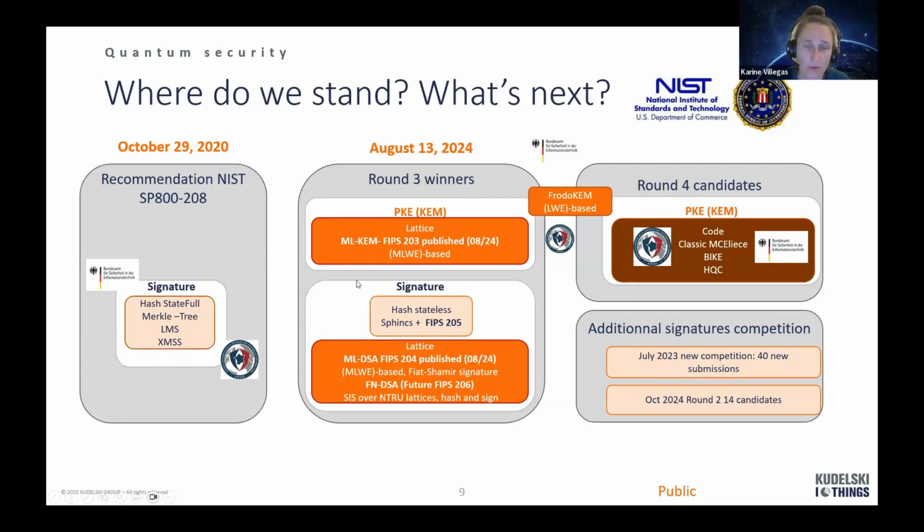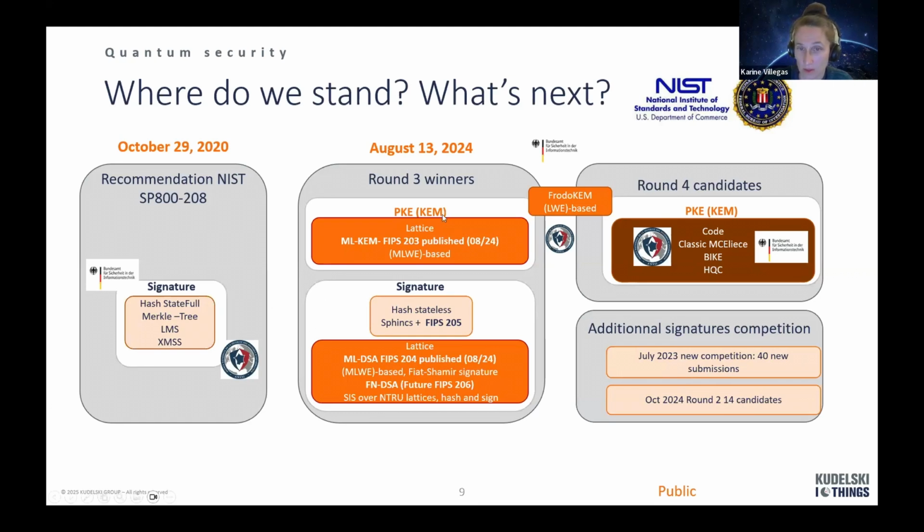Then in the middle, you have the winner of the competition of NIST. And so we have a key encapsulation mechanism to replace RSA or key agreement based on the discrete logarithms that were used to exchange symmetric keys. And now we have this key encapsulation mechanism based on module learning with error, so lattice, to replace existing schemes or to be used in hybrid mode.